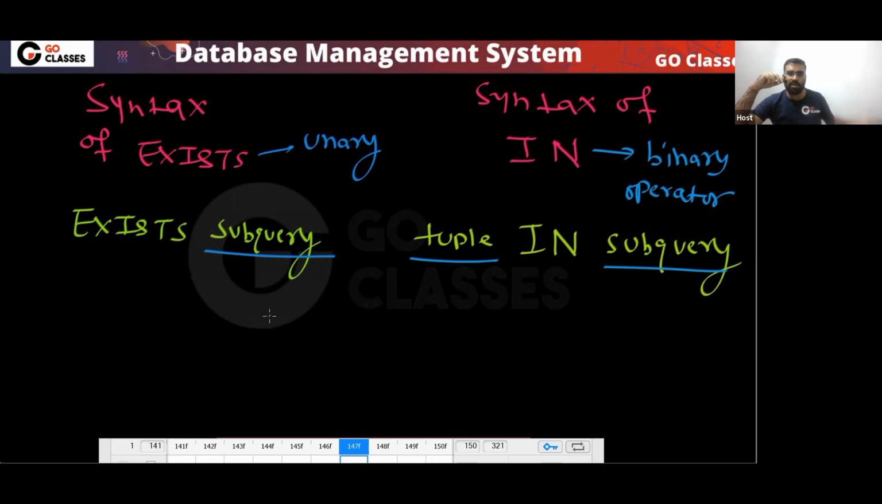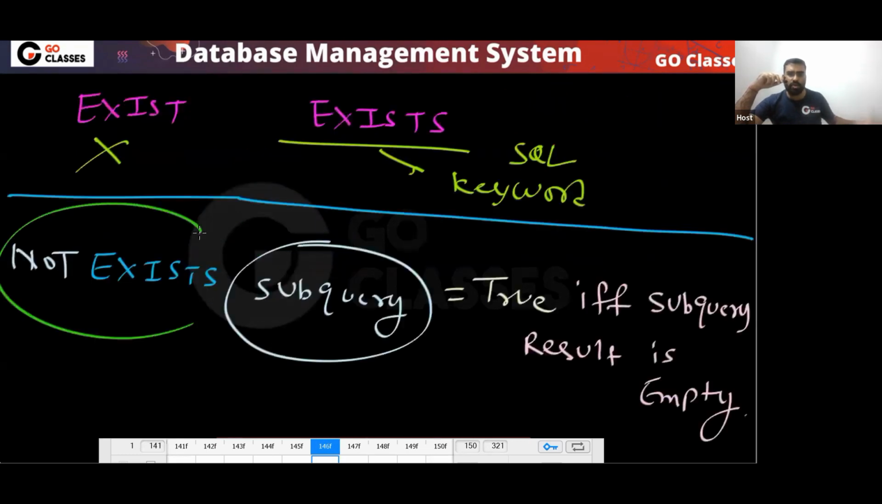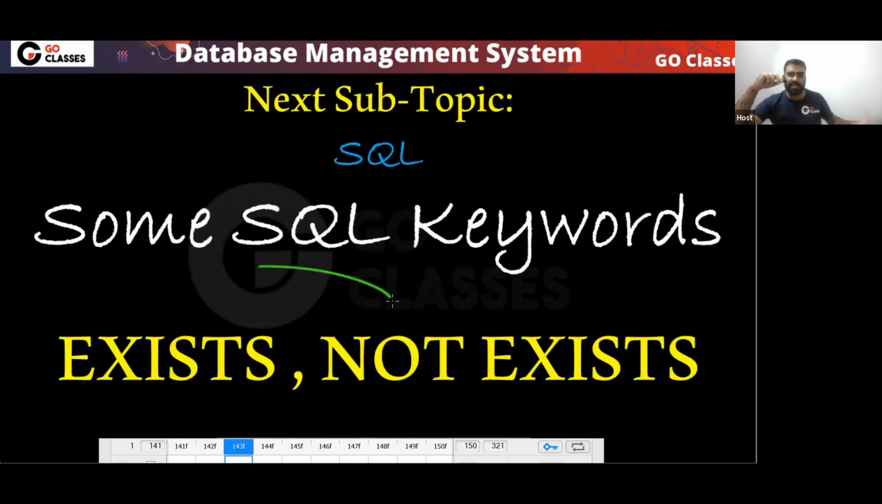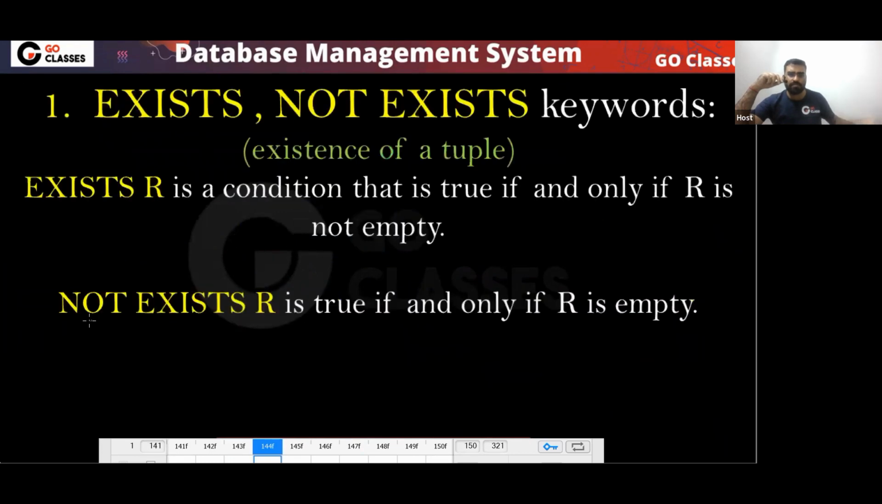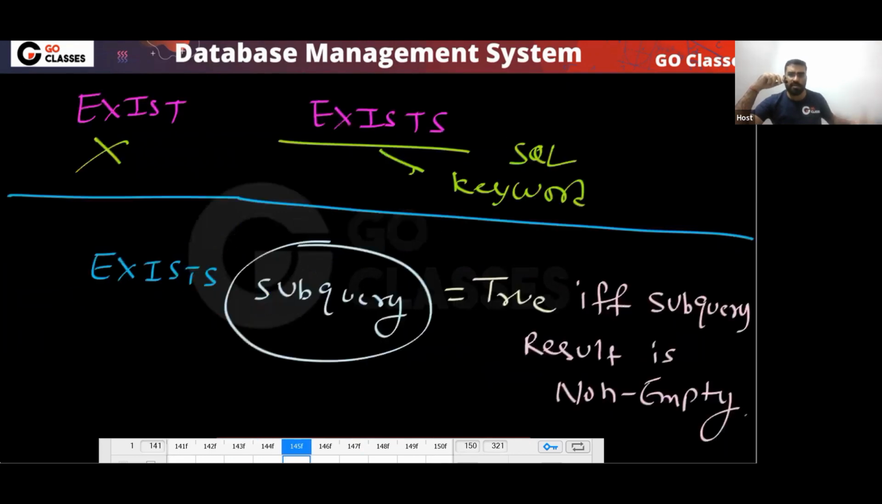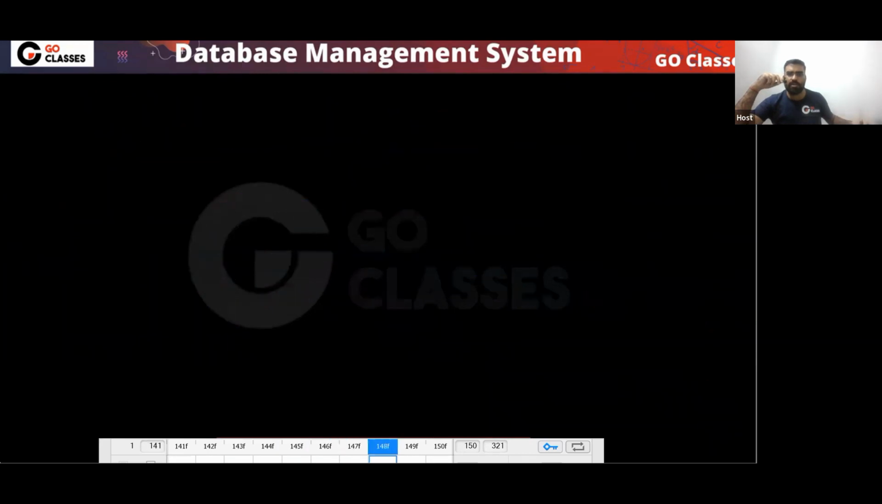So remember, this will be true if there exists a tuple here. And this NOT EXISTS will be true if there does not exist a tuple here. So this checks the emptiness. Can I say EXISTS and NOT EXISTS check the emptiness of a relation, the emptiness of a subquery? Very simple, isn't it? So this is NOT EXISTS R and this is EXISTS R. Now let's move on.